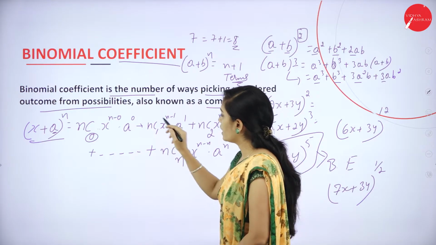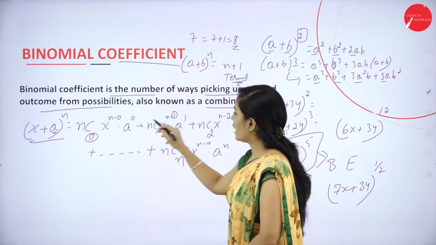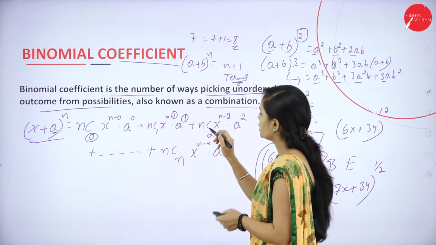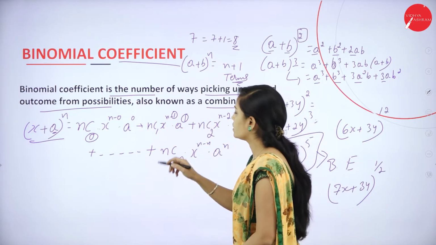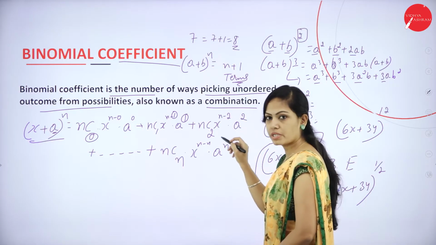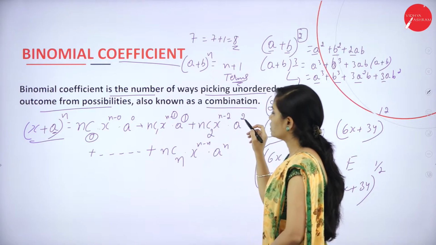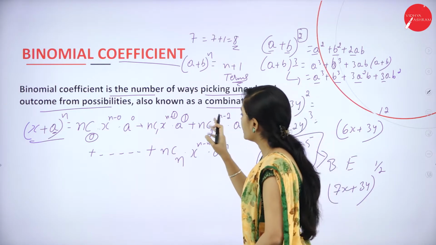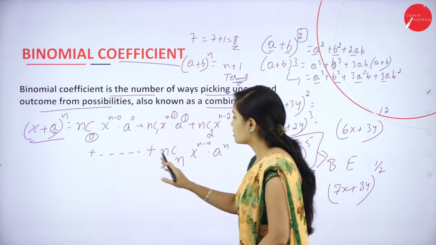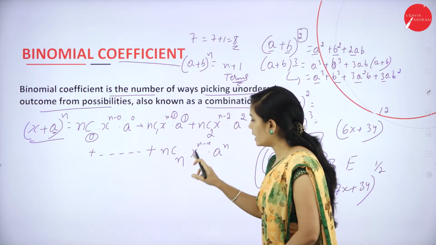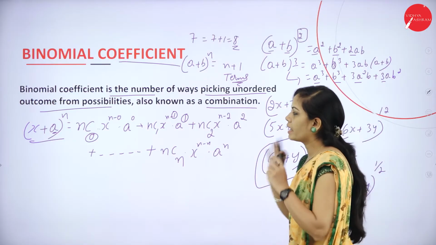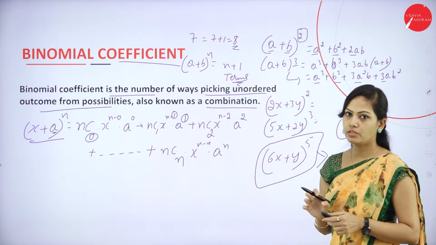So NC1, and 0 changes to 1. So in next term, 1 changes to 2. So one increment in every term. So NC1 changes to NC2 and x power n minus 2, and a power 1 changes to a power 2. So like that, NC3 x power n minus 3 into a power 3 plus dash dash up to NCN x power n minus n into a power n. So this is the expansion of binomial coefficient.